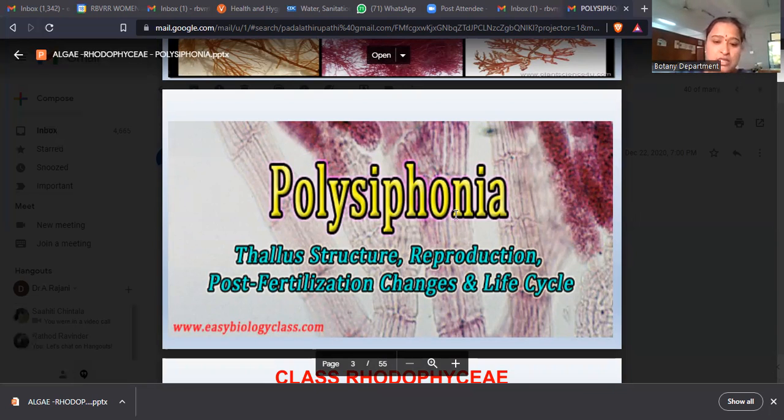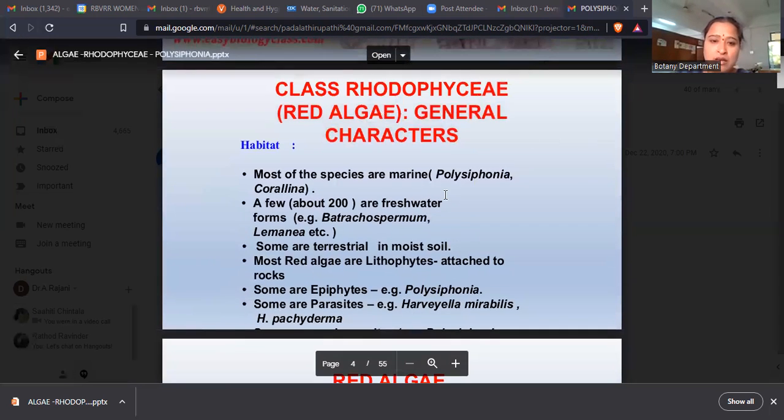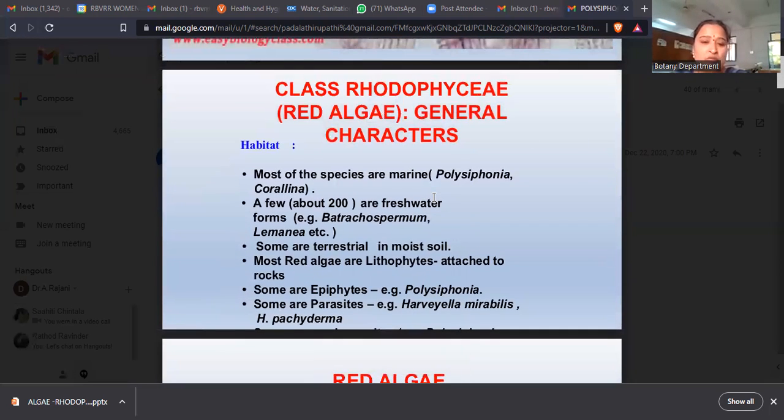Here in this Polysiphonia, what is the habitat where you can observe it? Polysiphonia is a common red alga on the sea coast. They grow abundantly in the sublittoral zone regions. Commonly you can observe them where the oceans are, the Atlantic Ocean, the North American continent regions. You can observe these Polysiphonia plants.